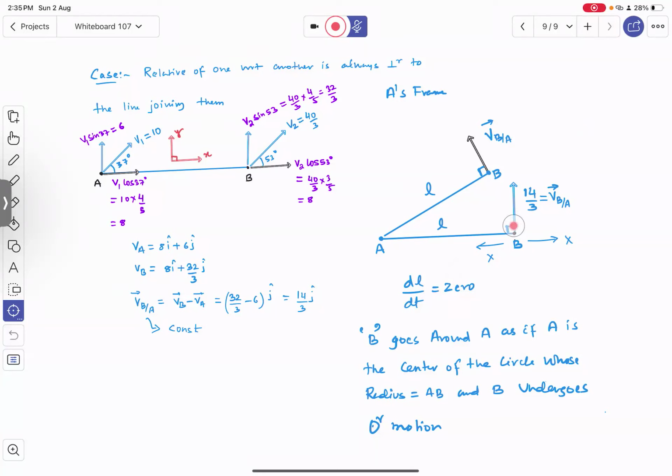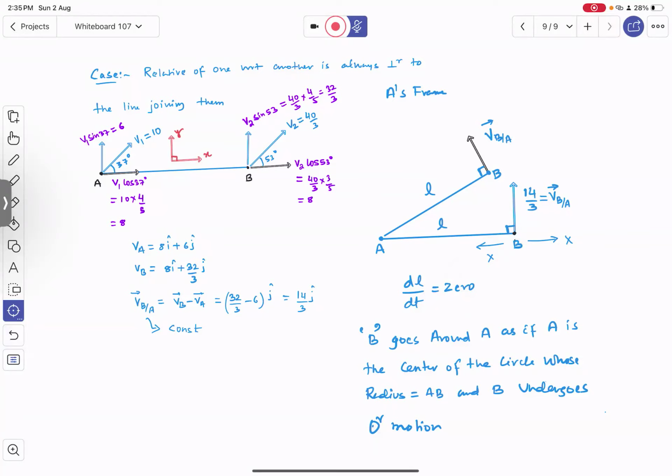So always B has a velocity perpendicular to the line joining AB. So it is neither moving towards A, nor moving away from A. So obviously the distance between AB will not be changing. Clear now?